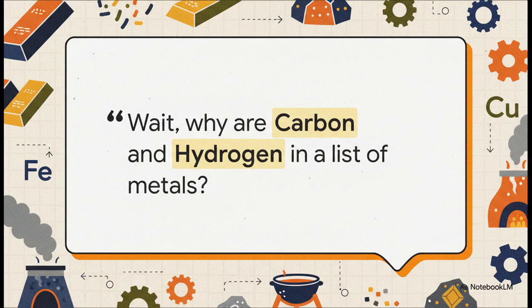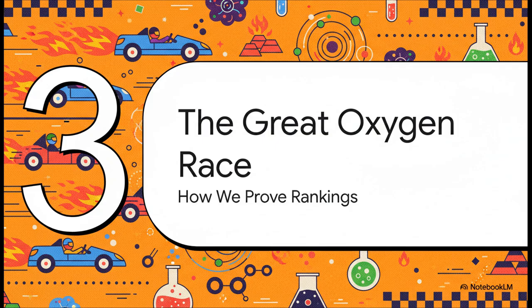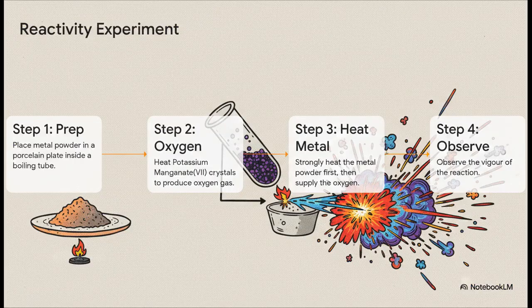they're found in. So you might be wondering, how do scientists even know which metal is more powerful than another? They don't just guess, they actually make them race. Yup, it's basically a great big race to see which metal can react with oxygen the fastest and with the most energy. So how do we actually prove this ranking is correct?